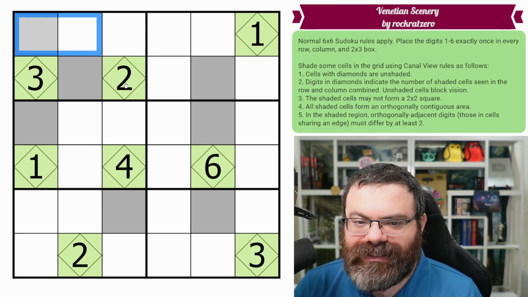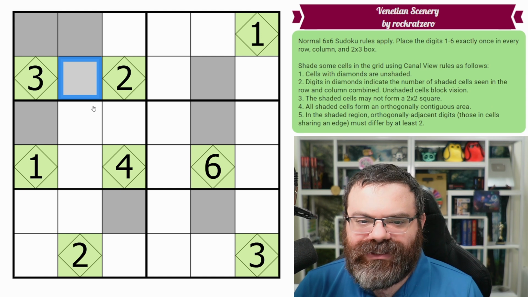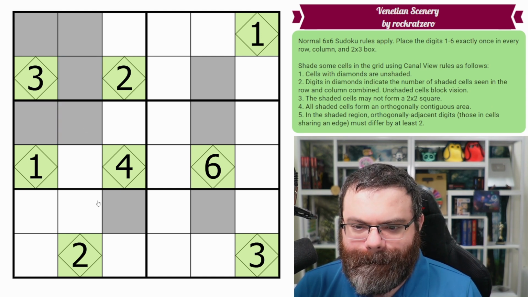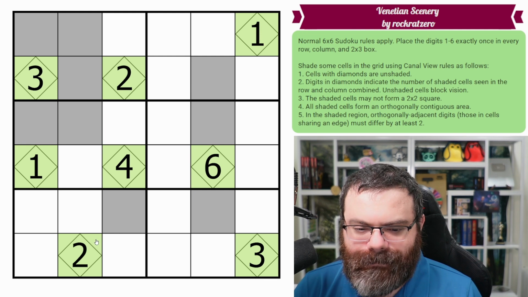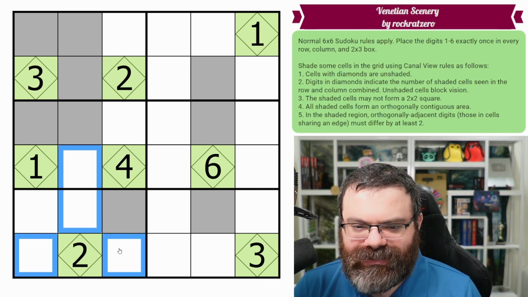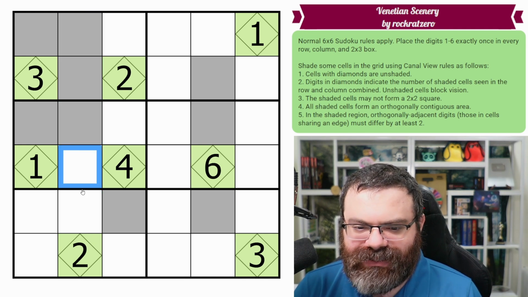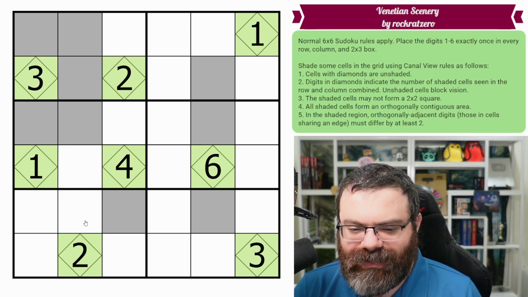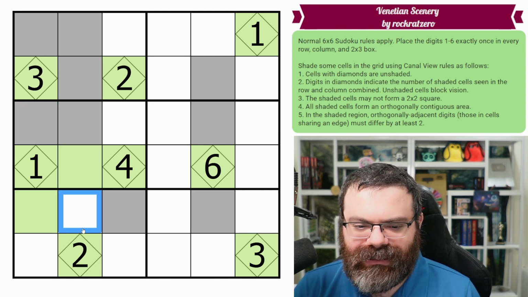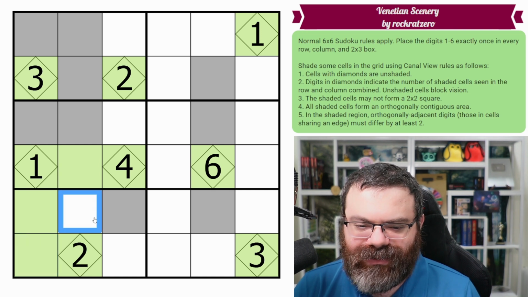Now, remember, the shaded cells all have to be connected orthogonally. So we have to shade this one, and this also has to get out. That has to be shaded. Let's see. This sees 2. So one of these is definitely unshaded. Otherwise, we end up grabbing these 3. I'm not sure exactly what to do with that, though. Oh, this already sees 1, so these have to be unshaded. Okay, now if this were shaded, it wouldn't be able to get out. So this is also unshaded.